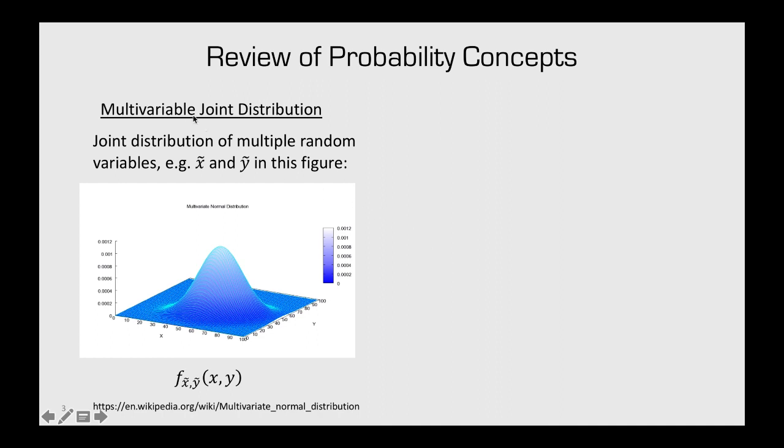You can also have multivariate distributions. So if you have multiple random variables, in this case x and y, then you might have a joint distribution that's going to tell us the probability of the values x and y simultaneously occurring. Now in this case, this is a three-dimensional PDF, and you can have really an infinite number of dimensions here as we increase the number of variables.